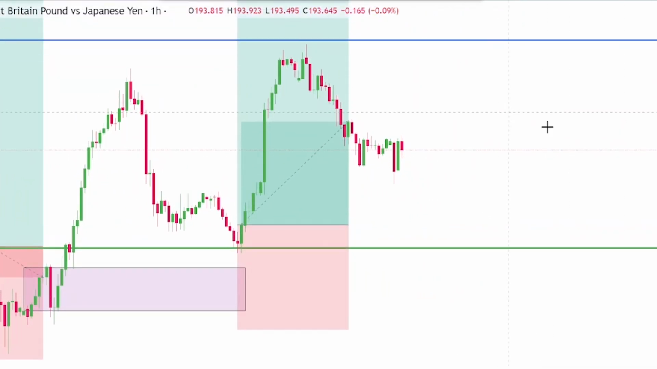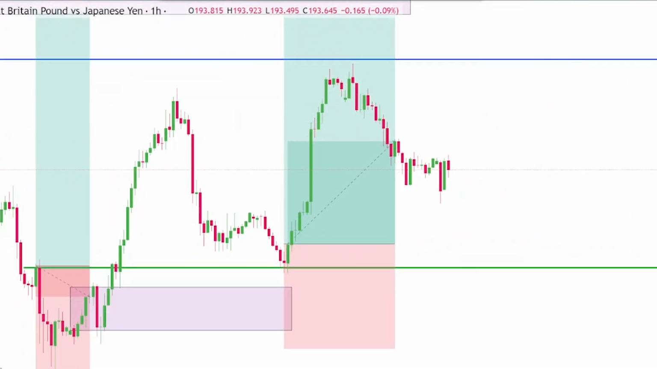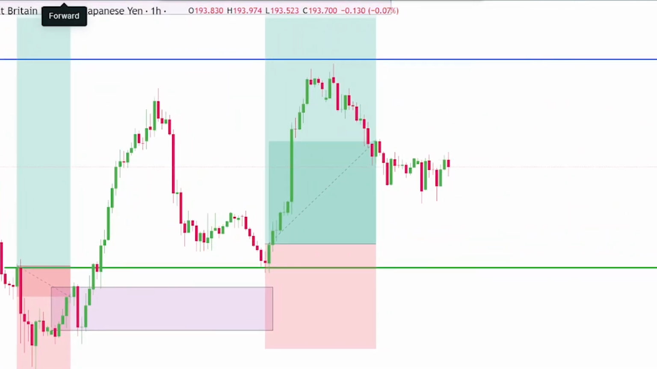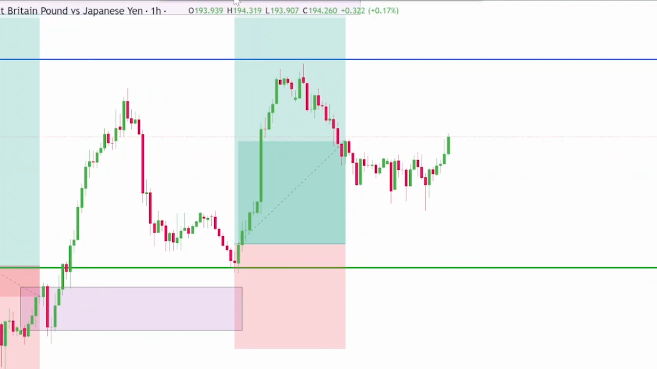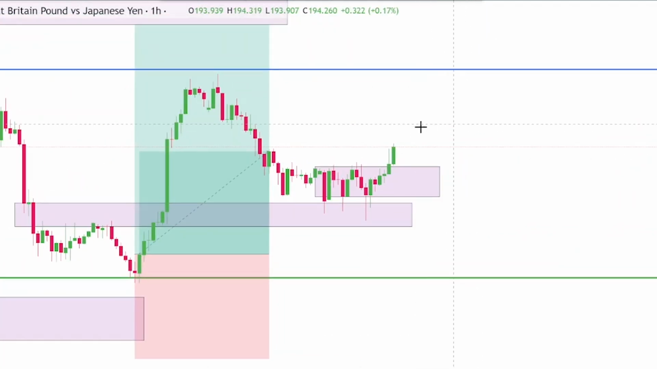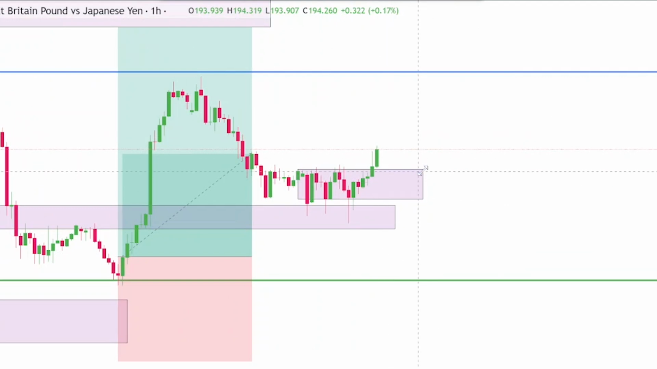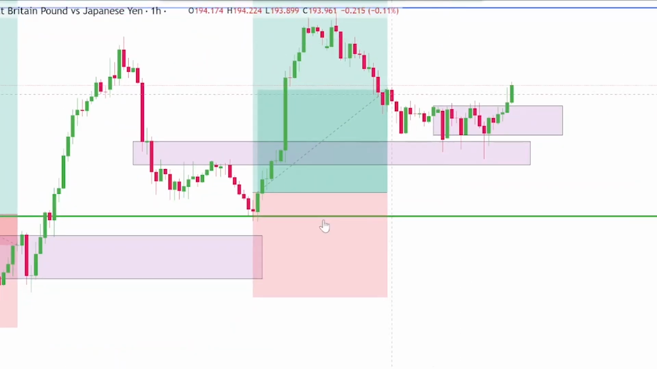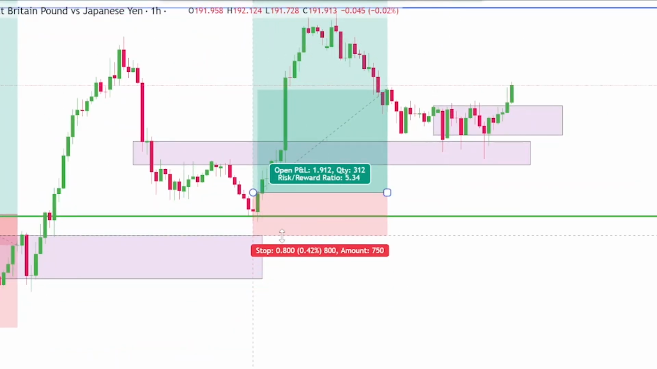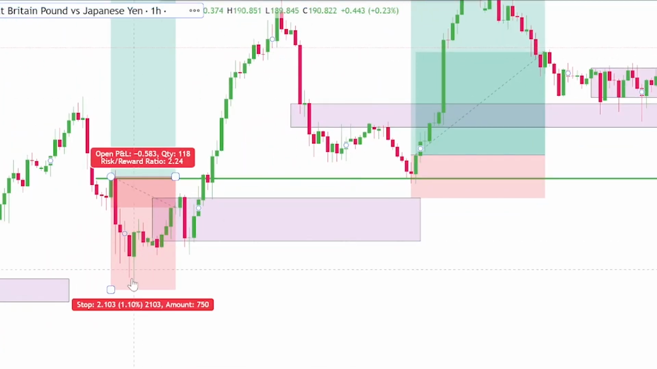Do we have another opportunity to buy? Let's see. Okay, let's see what happened from this area. We created another opportunity to buy from this. This is good. So we are waiting for a retracement from here. Then we can also set, so these trades' stop loss has to be here.